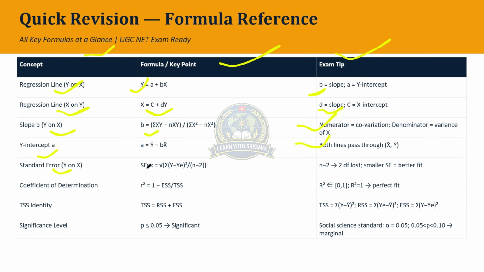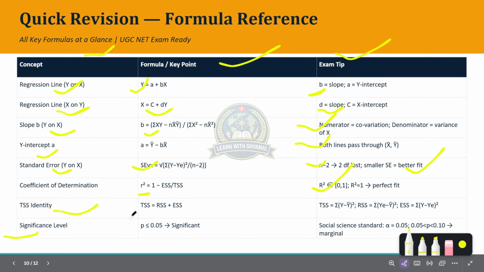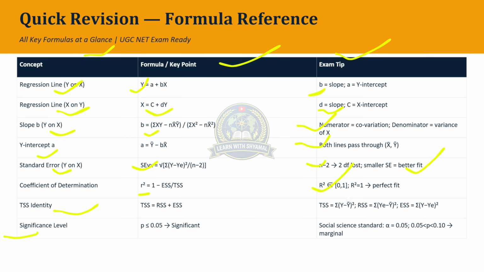Standard error, y on x, this is the formula. The n minus 2 is because 2 degrees of freedom are lost. Smaller standard error means better fit. Coefficient of determination, R square, is 1 minus ESS divided by TSS. This is the exam tip. TSS identity: TSS is equal to RSS plus ESS. Significance levels: p less than 0.05 means significant, the social science standard. Between 0.05 and 0.01 is marginal.